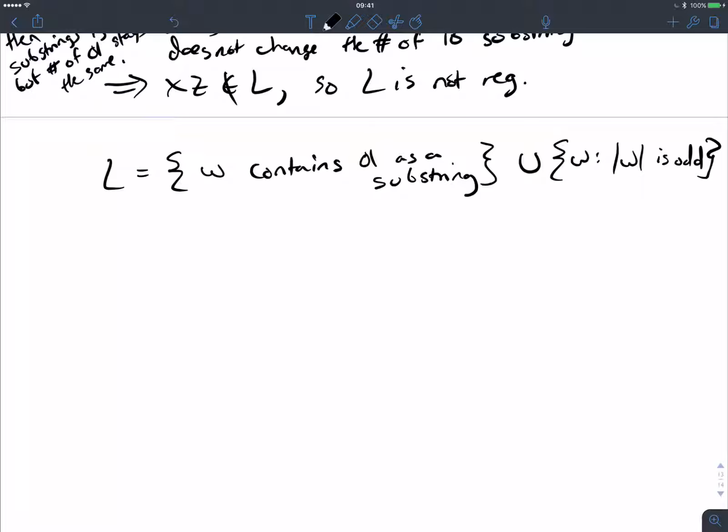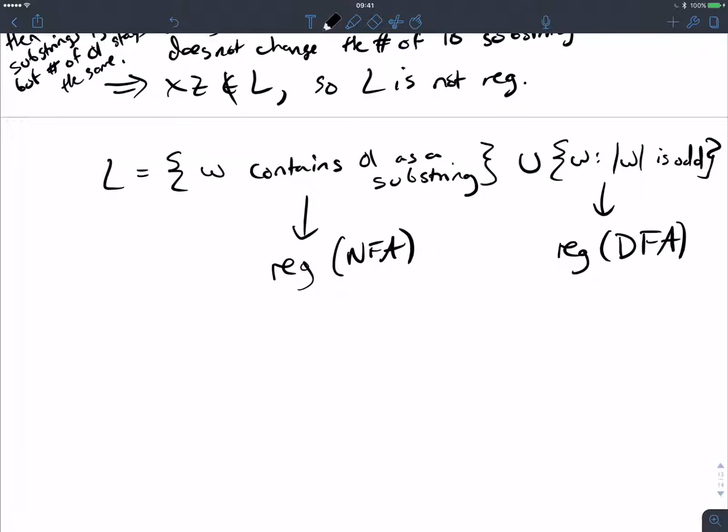Yeah. So is L regular? Yeah, why? Yeah, so that's regular because we know how to make an NFA for that easily. And this is also regular because we can easily make a DFA for that. So L is regular under what? Closure under union. Yep. So if you prove that both parts are regular, say the 3 words, closure under union, you're all done.